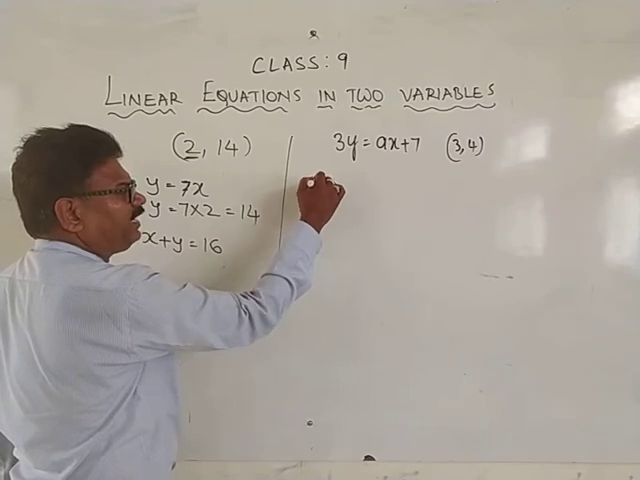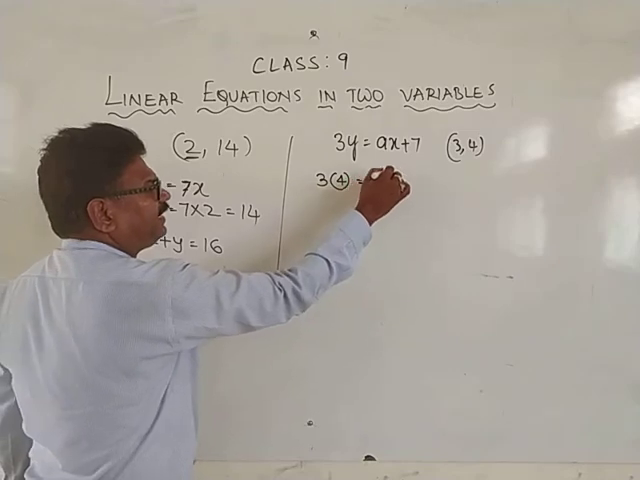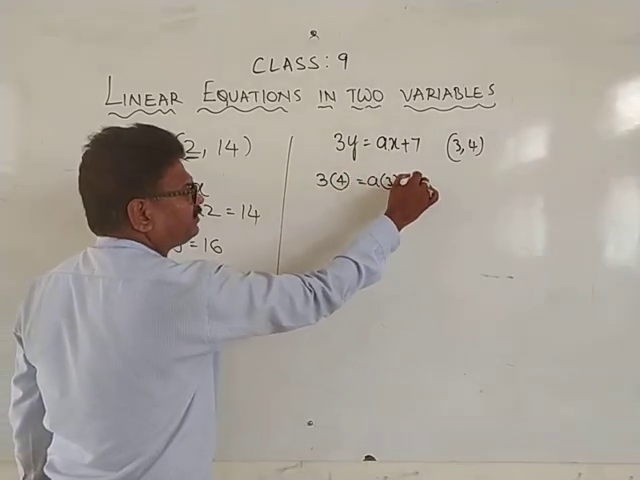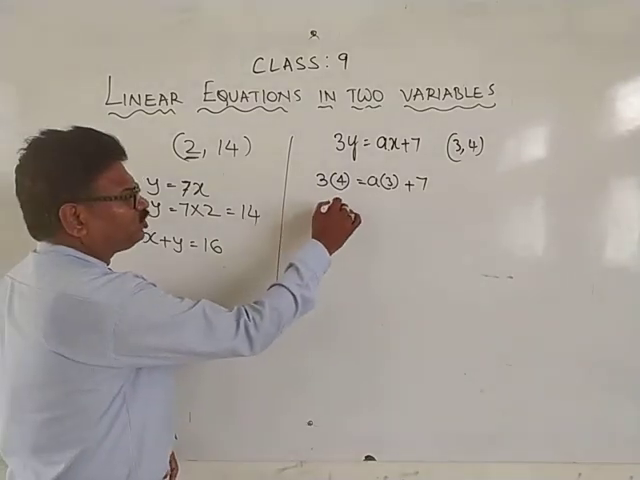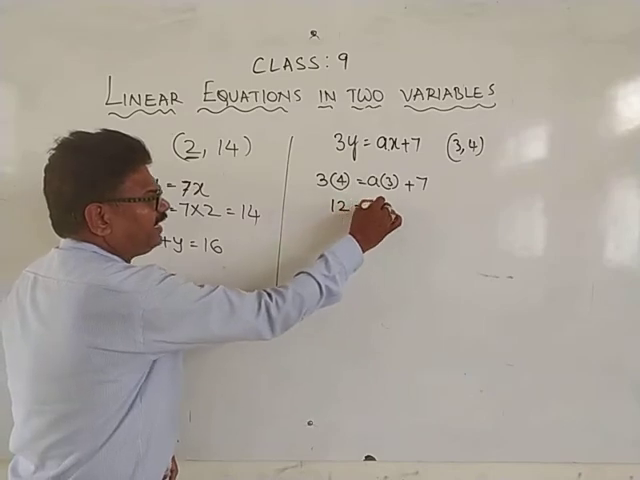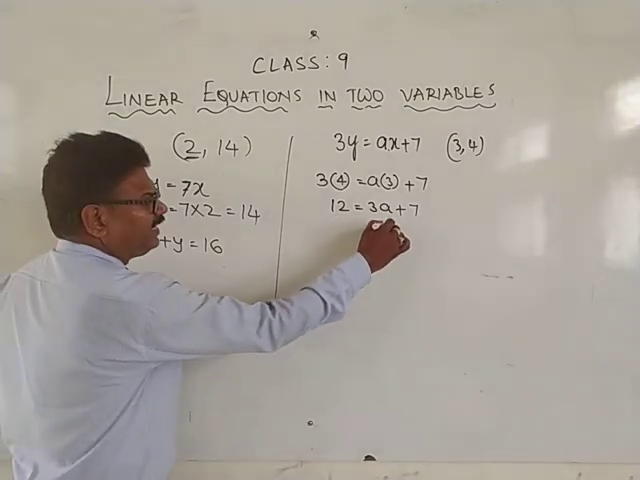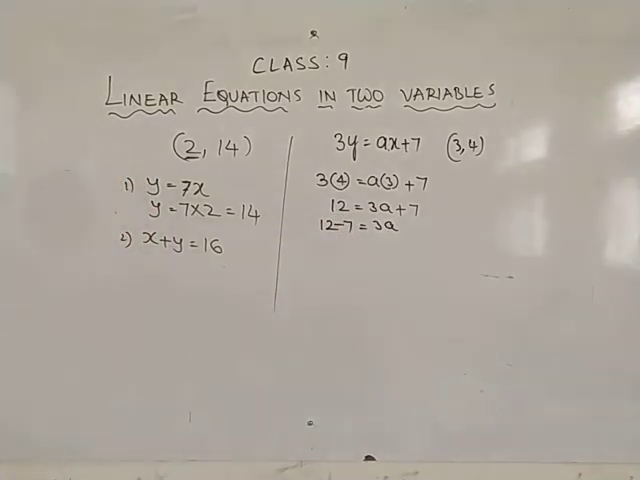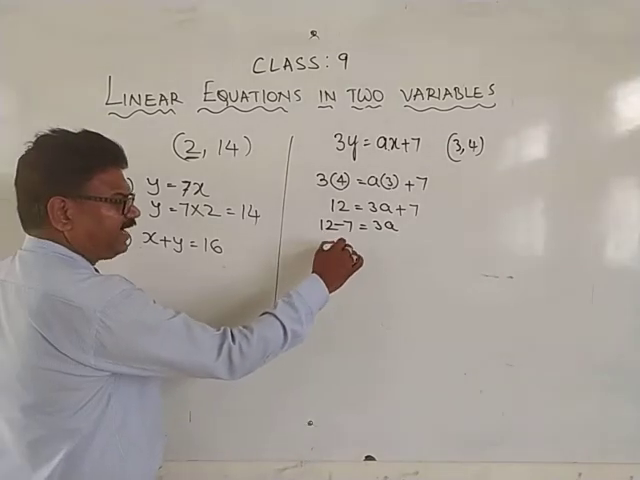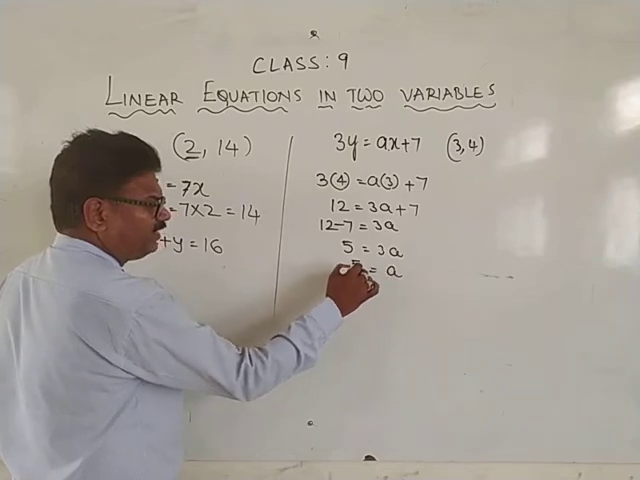Very simple. 3 into what is the value of y? It is 4 equal to a, x value is 3, plus 7. Now what happens you see? 3 4s 12, 3a plus 7. Next what happens? 3a is equal to 12 plus 7, if it comes here, minus 7. 12 minus 7 is 5 equal to 3a. Therefore a equal to 5 by 3.